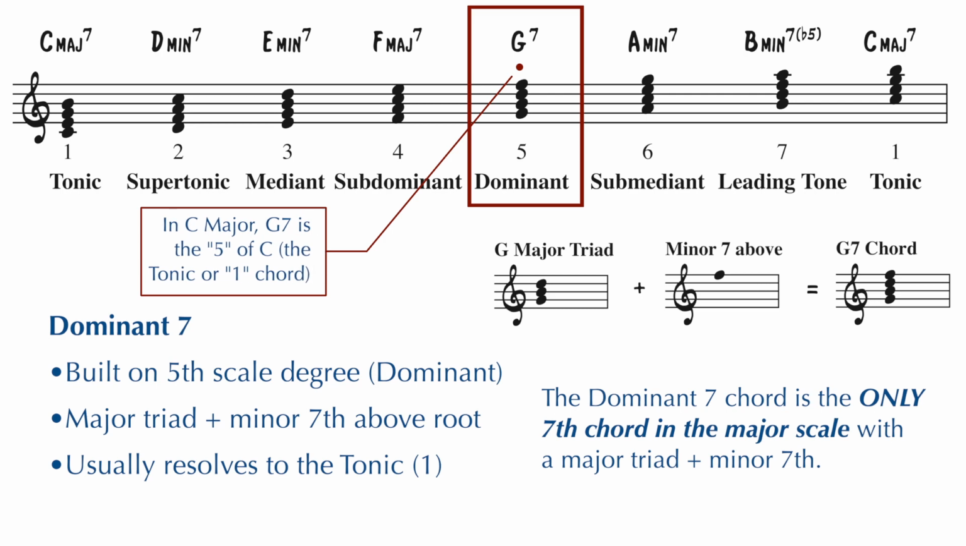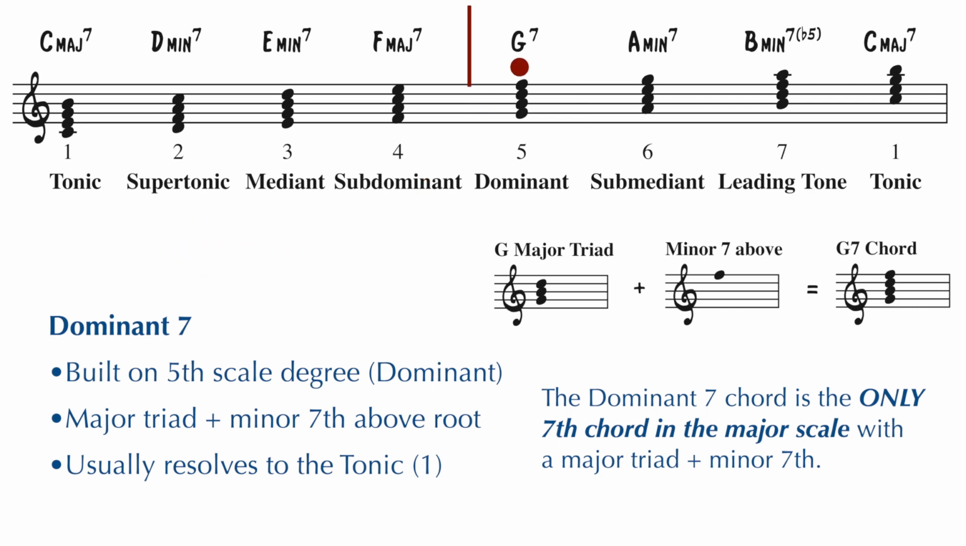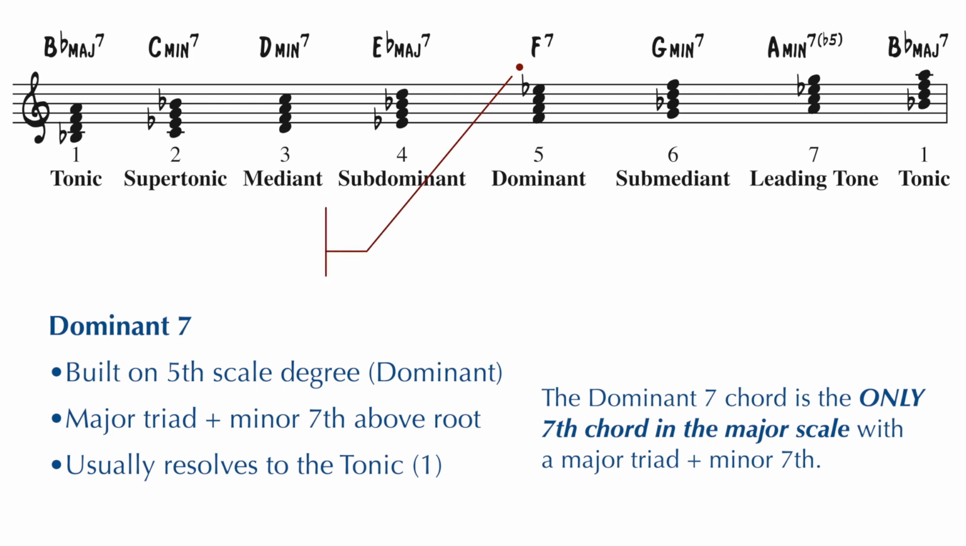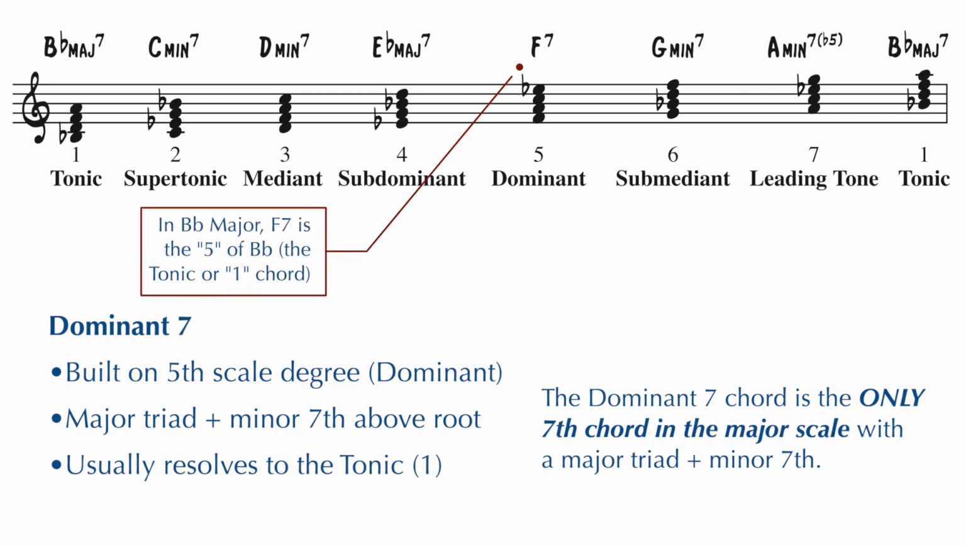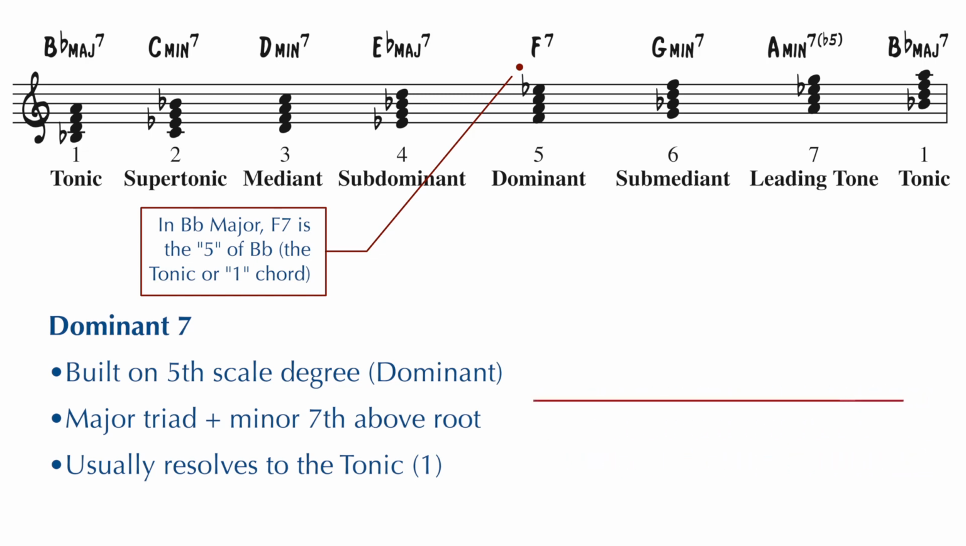In the key of C major, the G7 chord is the 5 of C, which is the 1 chord, or the tonic. In the key of B flat major, the F7 chord is the 5 of B flat, which is the 1 chord, or the tonic, in that key.